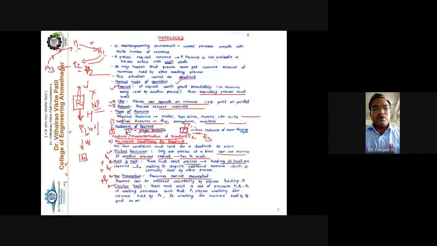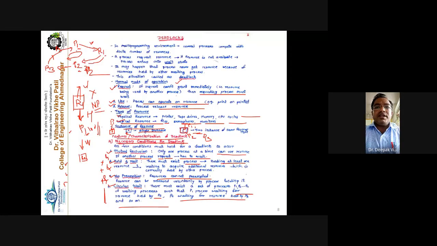There are processes P1, P2, P3, up to Pn, and all these processes are in a circular fashion. So there must exist a set of waiting processes P1 up to Pn, such that P1 is waiting for the resource held by P2, P2 is waiting for the resource held by P3, P3 is waiting for the resource held by P1, and so on. The circle completes here. This is called the circular wait in the system.